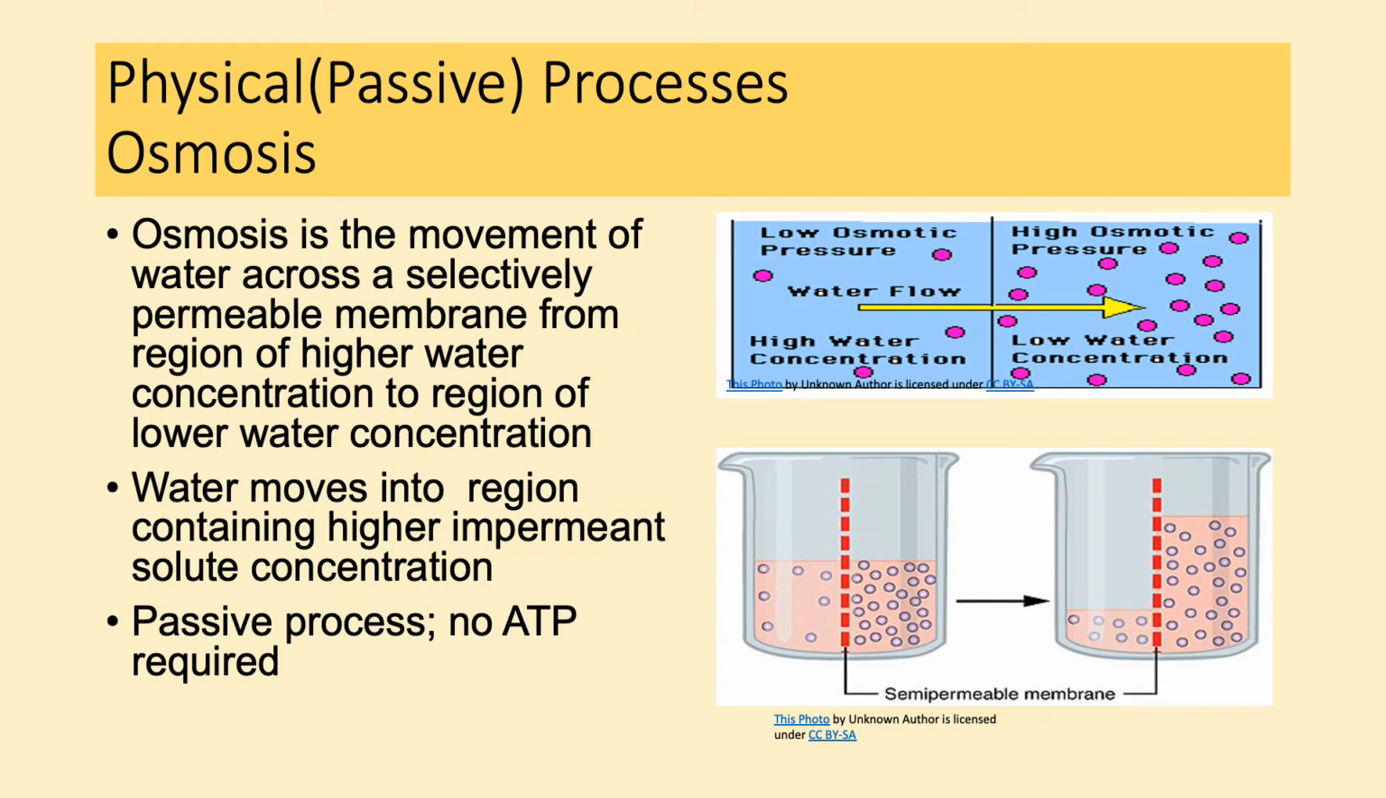Osmosis. In osmosis, the difference is we are talking about the movement of water. So osmosis is the movement of water across a selectively permeable membrane from a region of higher water concentration, notice water concentration, to a region of lower water concentration, because the substance that is moving is water. Water moves into a region containing a higher impermeant solid concentration. What that means is water moves toward the higher solid concentration area. Osmosis is a passive process and does not require any ATP.